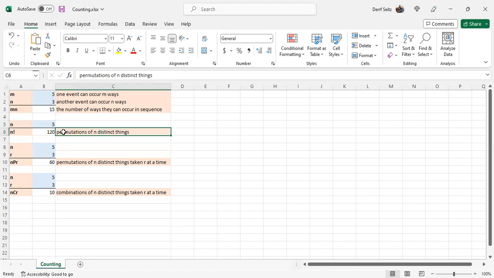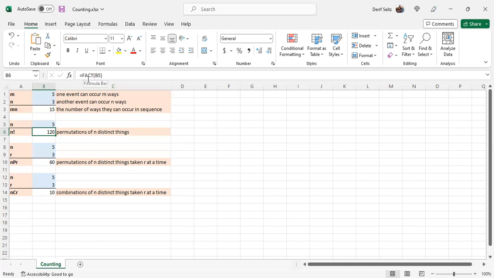And what is the result? It's the number of different ways you can order 5 things, where order is distinguishing. If there were 5 numbers, 1, 2, 3, 4, 5, then 1, 2, 3, 4, 5 is a different order than 5, 4, 3, 2, 1. And it turns out that there's 120 permutations of 5 things in factorial.